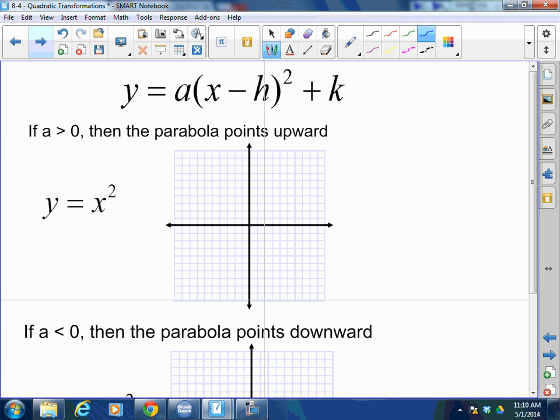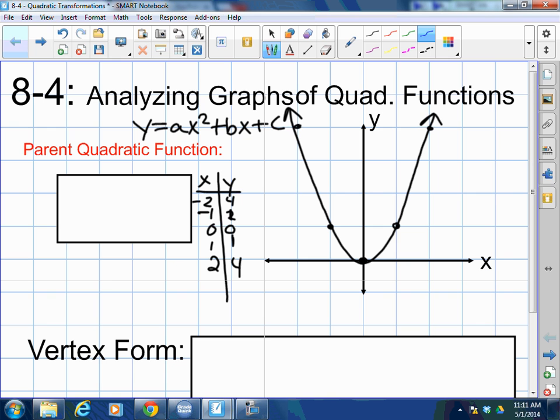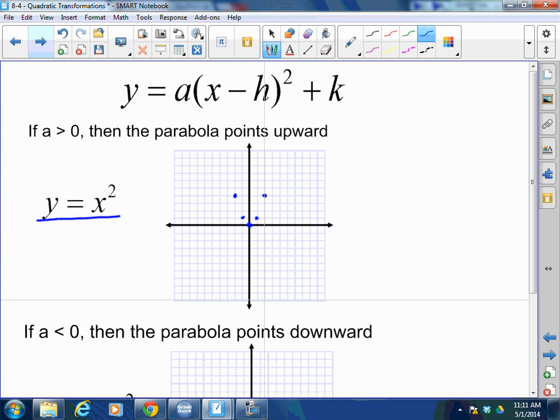Okay, first of all, we know from standard form that if the a is positive, which direction is it going to open? Upward. Let's prove it. Y equals x squared. We know that's 0, 0, 1, 1, 1, -1, 2, 4, and -2, 4. Why do I know that? Because we just graphed our parent function. So those are going to be the points forever for the parent function. You with me? And this parent function, it's positive. The a is positive, so it is going to point upwards.